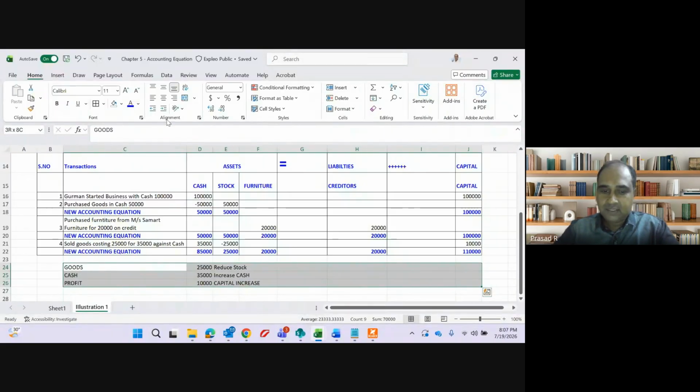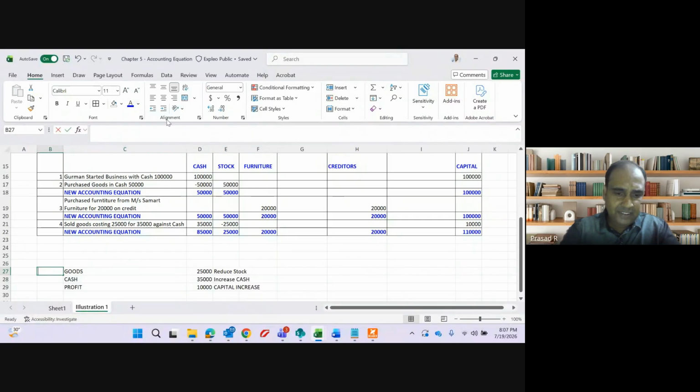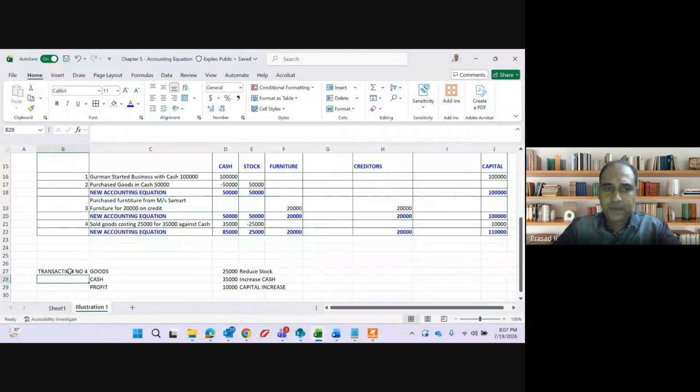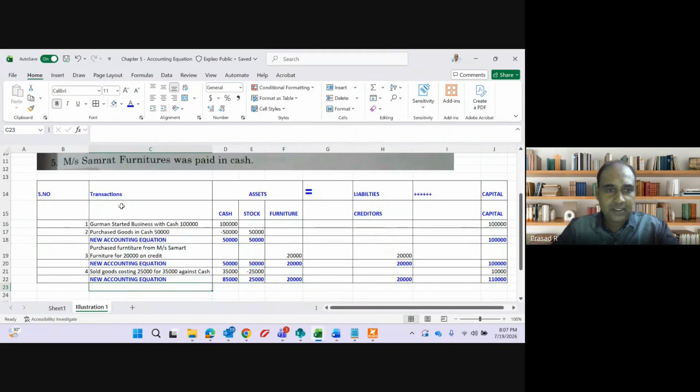Shall I delete this, or I will keep it? This is the concept for transaction number 4. You don't have to write this in exam, guys. Not required. Since I am explaining to you, I am explaining the concept to you. Next transaction.